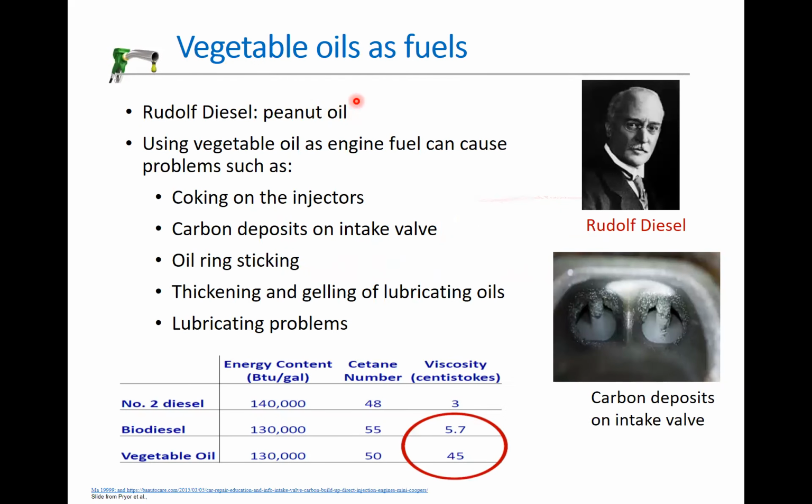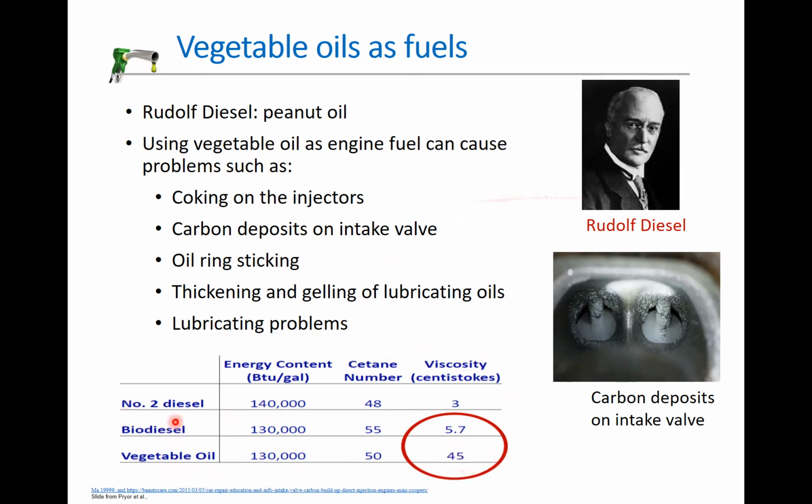Vegetable oils can be used as fuels in engines, and Mr. Rudolf Diesel, the French-German engineer, used peanut oil as fuel. However, using vegetable oils as engine fuel can cause several problems. For example, knocking on the injectors, and carbon deposits on intake valves like this one here. If you look at these valves, you can find a lot of deposits. It can also produce oil ring sticking, thickening and gelling of lubricant oils, and of course lubricating problems. All of these problems arise from the fact that vegetable oils have very high viscosity.